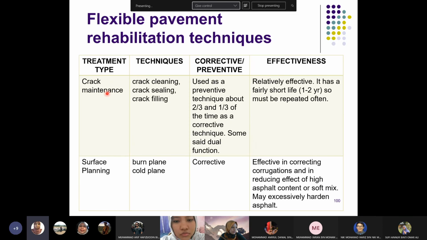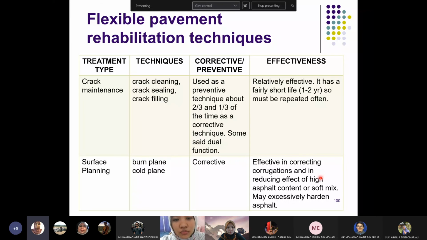And then we go for crack maintenance. Contoh teknik yang ada, crack cleaning, crack sealing, crack filling. Used as preventive technique, about 2/3 and 1/3 of the time is corrective technique. Relatively effective, it has fairly short life, 1 to 2 years. So kalau you fill the crack with slurry seal, with sealing semua tadi tu, dia kata dia boleh bertahan maksimum sampai 2 tahun lah. Okay, surface planing, burn plane, cold plane, it is corrective, right?